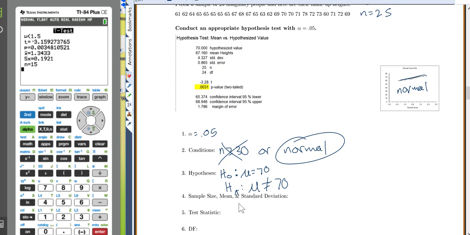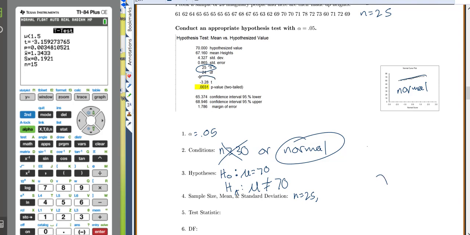Now, if you do it with the computer output, I want you, at this point, to go through and write down your sample size, mean, and standard deviation. If you were actually writing up a research paper, you would tell people in advance this is the alpha I'm going to use, these are the hypotheses I'm going to use. Then you tell them your sample information like this, you ask if the conditions are met, and then you actually do the test. So let's see, sample size, n equals 25. You can see here, n equals 25.